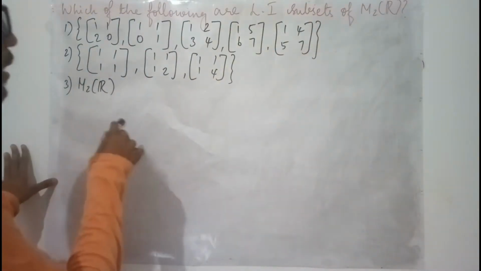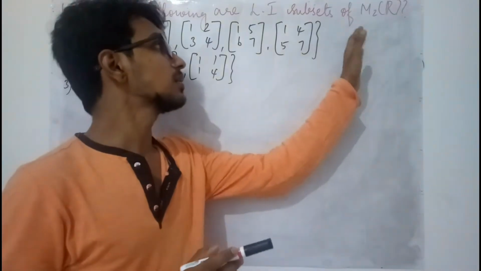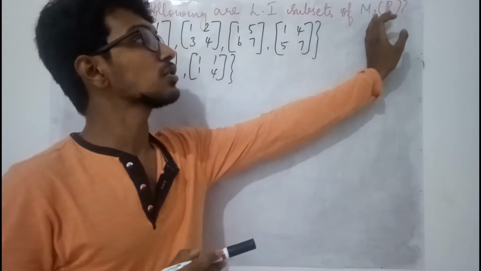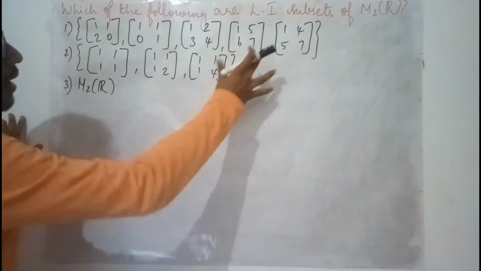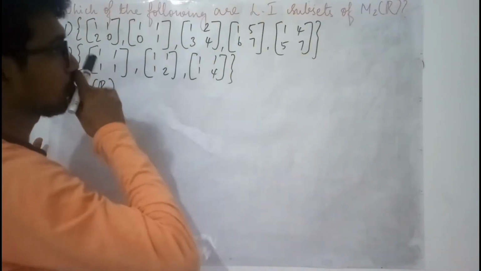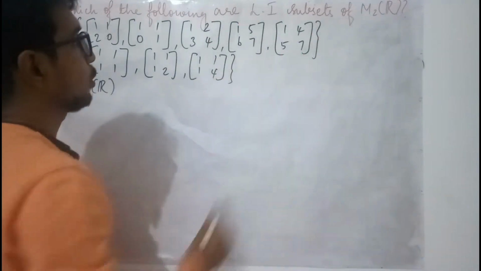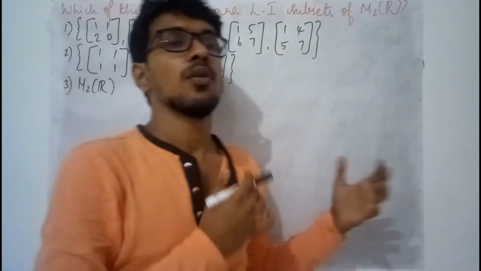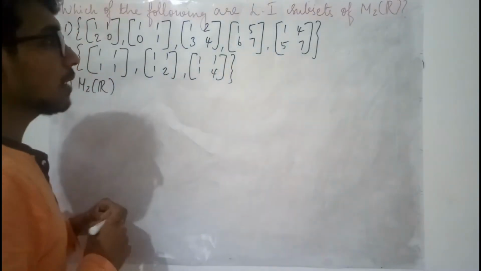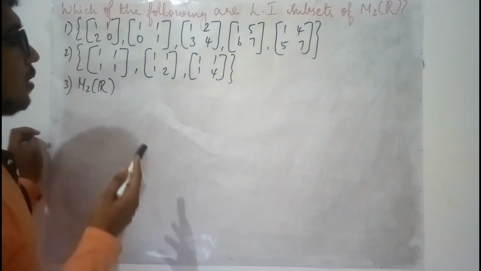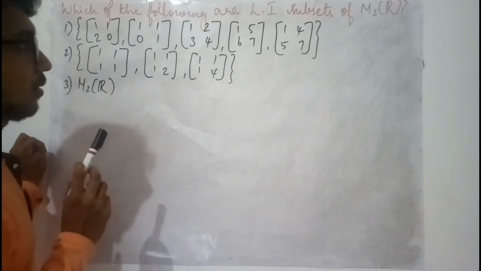In this lecture, the vector space that we have considered is the space of 2 cross 2 matrices with real entries, M2(R). We are asked to consider the following subsets of this M2(R), and we have to check which among these is a linearly independent one. And here you may notice something.